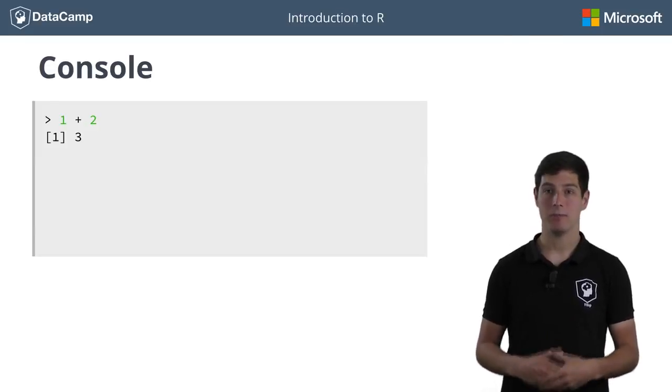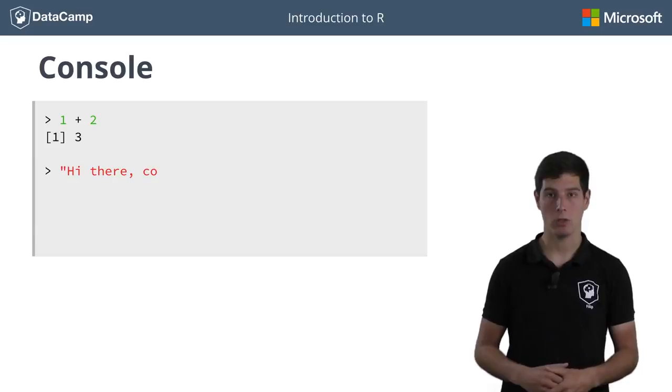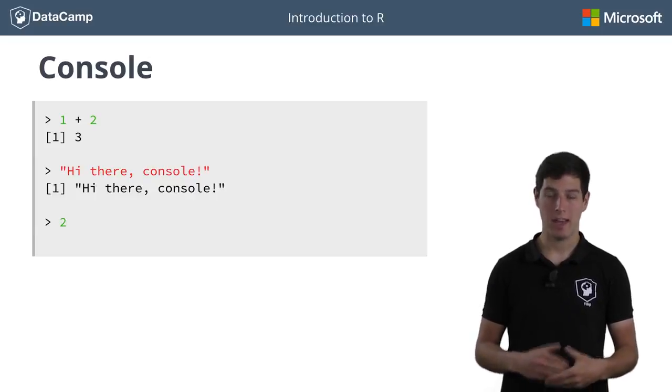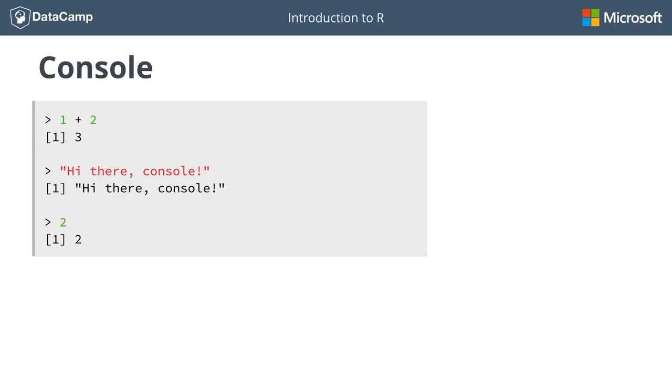Now let's try to type some text in the console. We use double quotes for this. You can also simply type a number and hit enter. R understood your character string and numerical value, but simply printed that string and number as an output.